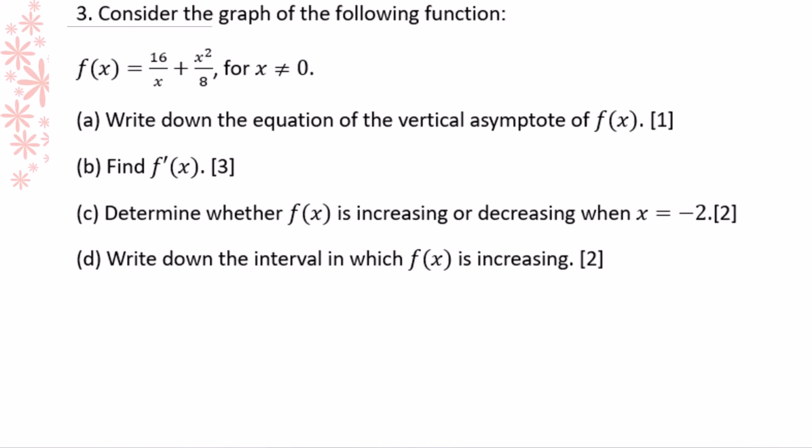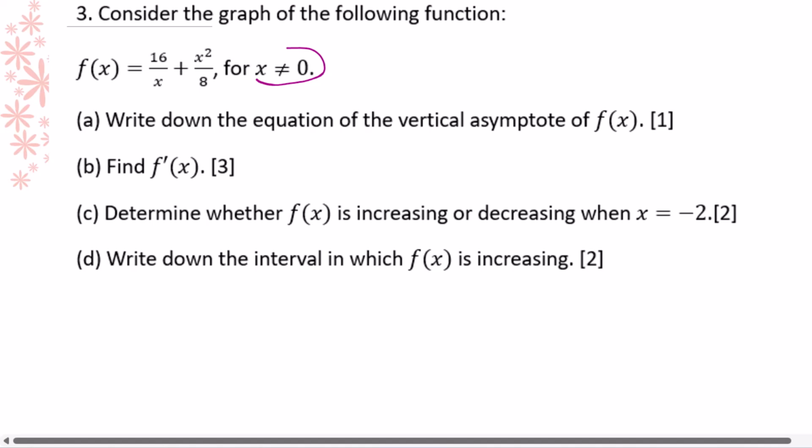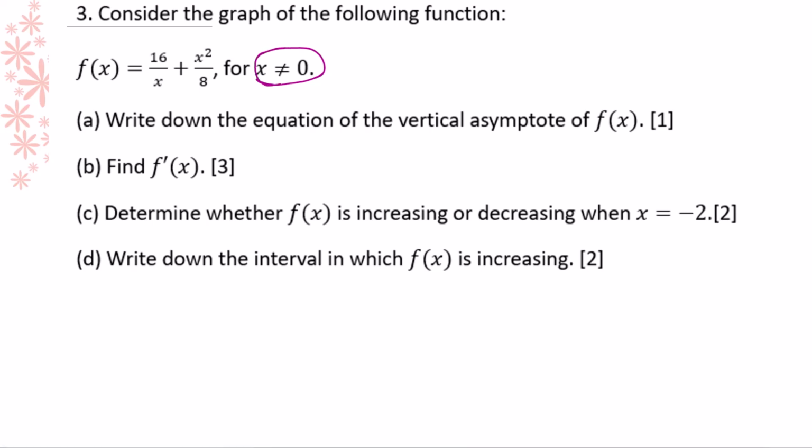Let's go to question 3. Consider the graph of the following function. f of x equals 16 over x plus x squared over 8, for x is not equal to 0. A. Write down the equation of the vertical asymptote of f of x.